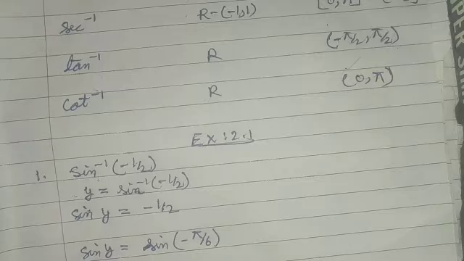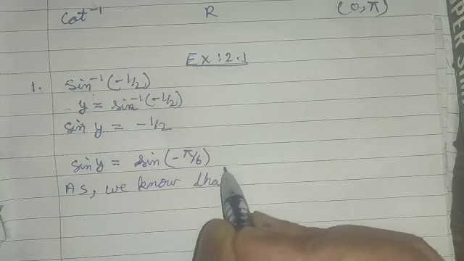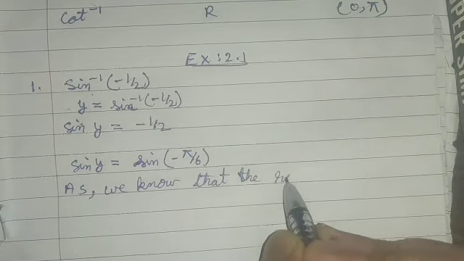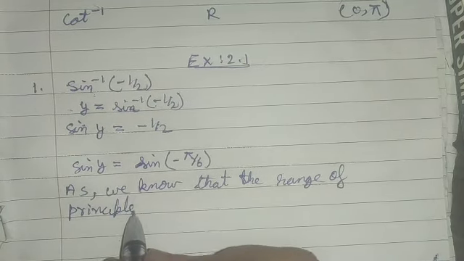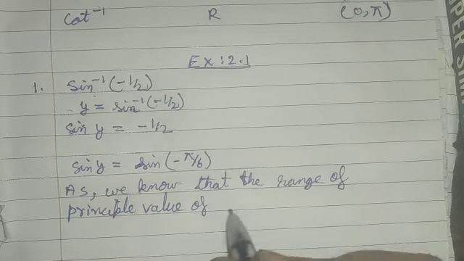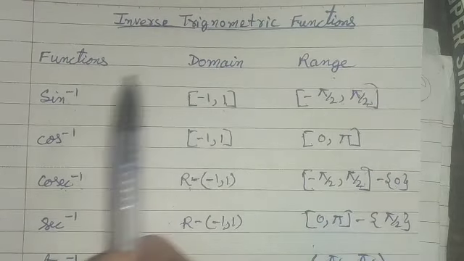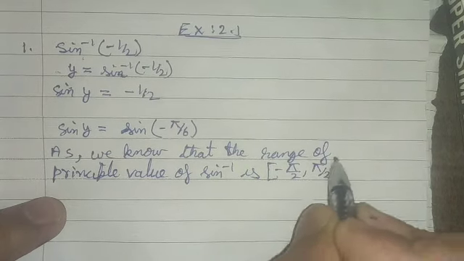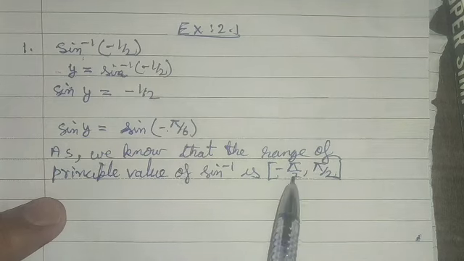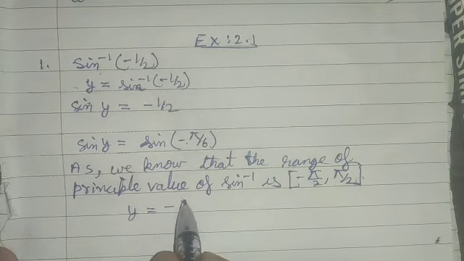Now as we know that the range of principal value of sine inverse is from minus pi by 2 to pi by 2, and this minus pi by 6 lies between minus pi by 2 to pi by 2. Therefore y will be equal to minus pi by 6.